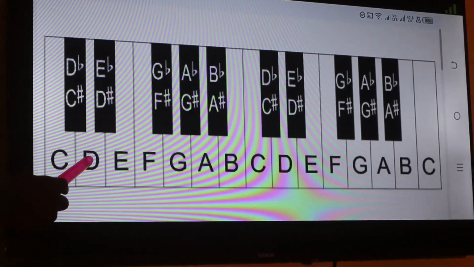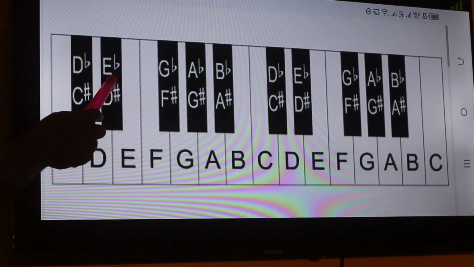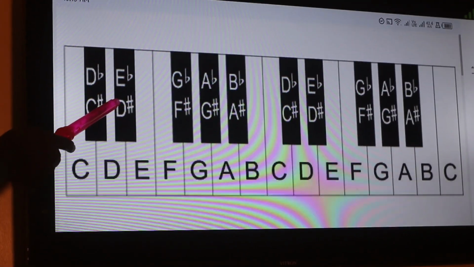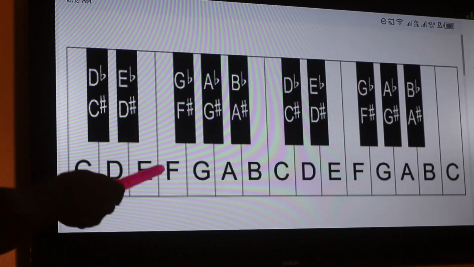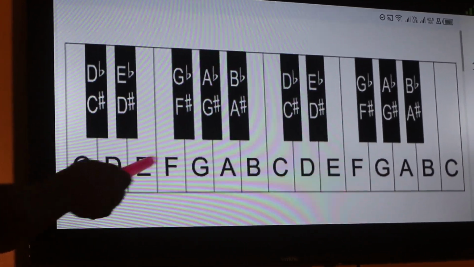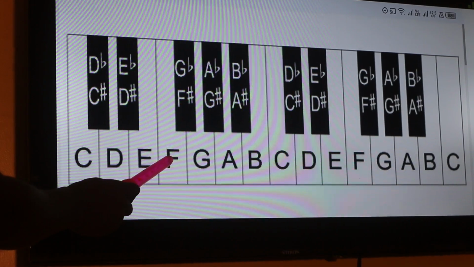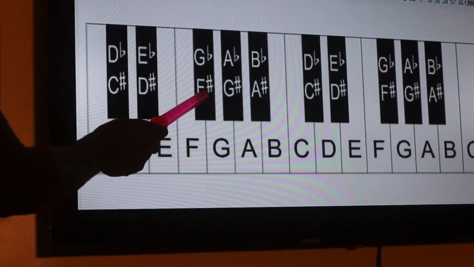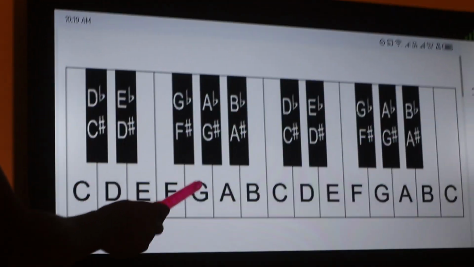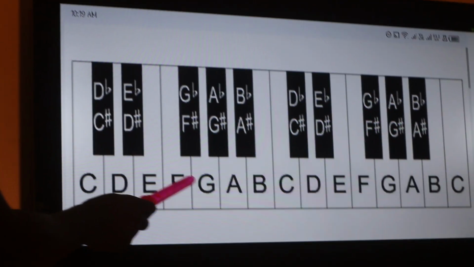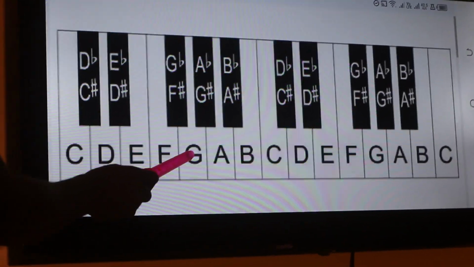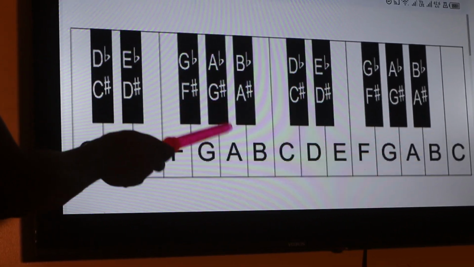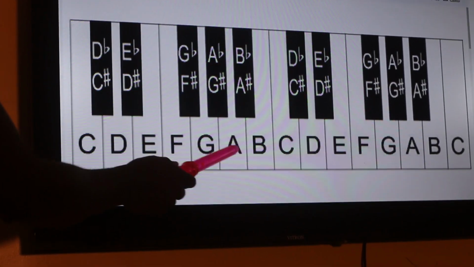The same can be applied to this one. From D going to the black key, you're moving forward, therefore it will be D sharp. Then E, you're moving backwards, it will be E flat. Here we don't have any black key, therefore we'll jump and go to the next one. This one, F forward, F sharp. Then G backwards, we have G flat. This one, G will be G sharp. Then A, because it is going backwards, it becomes A flat.